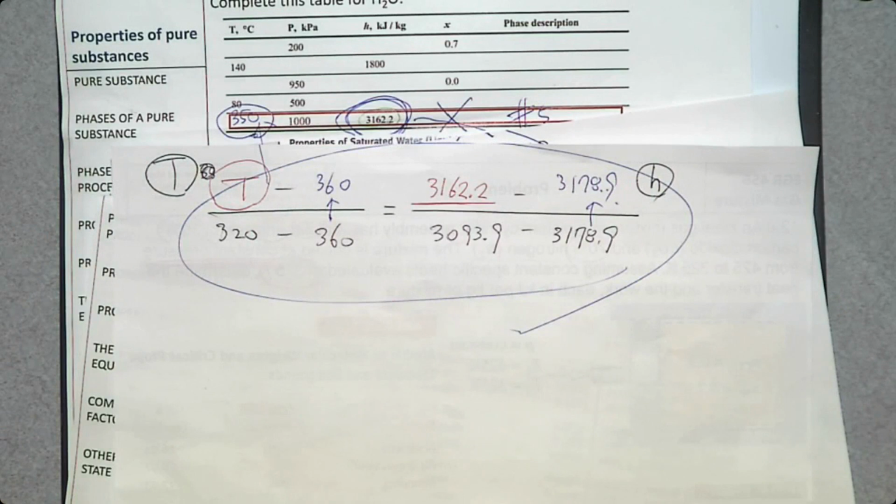So this is how you complete this table. And you will see a table like this with the different numbers and different properties in your first exam. Yeah. This one?